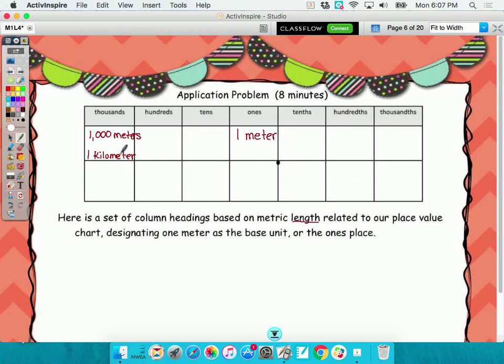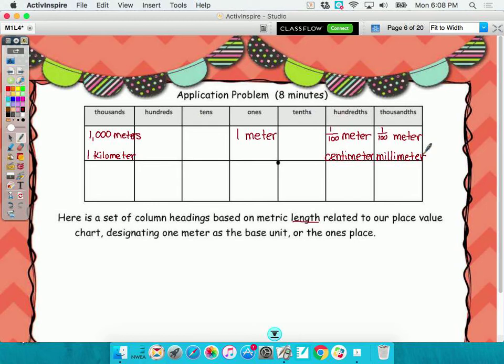And if I have 1/100th of a meter, who remembers what that's called? Centi means 100. And if I have 1/1,000th of a meter, we call that millimeter.